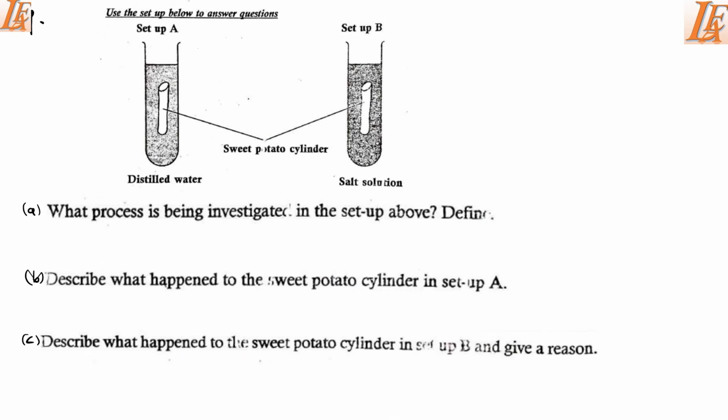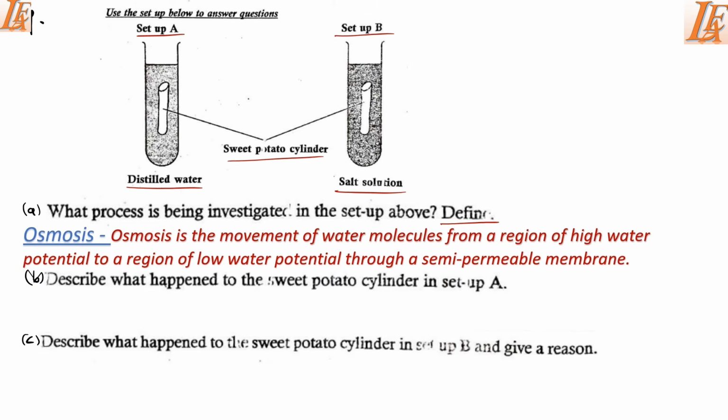Use the setup below to answer the questions. In this case, we have setup A, where we have distilled water, and inside we have a sweet potato cylinder. Then we also have setup B, where we have salt solution, and also inside we have the same sweet potato cylinder. So the first question, what process is being investigated in the setup above? Then define it. The process being investigated here is osmosis, and it's osmosis because you can see the difference in concentration of water molecules. We define osmosis as the movement of water.